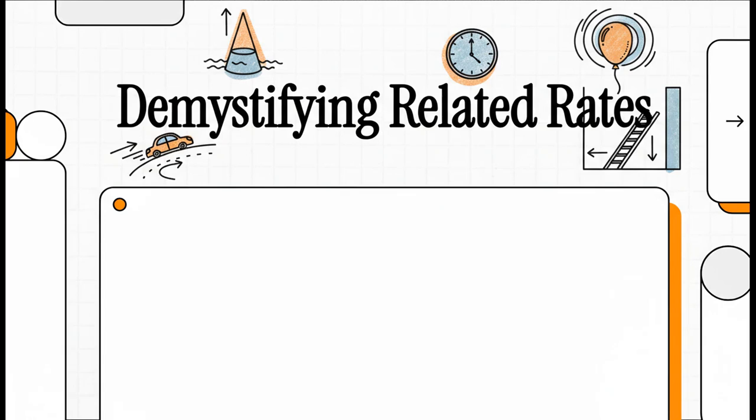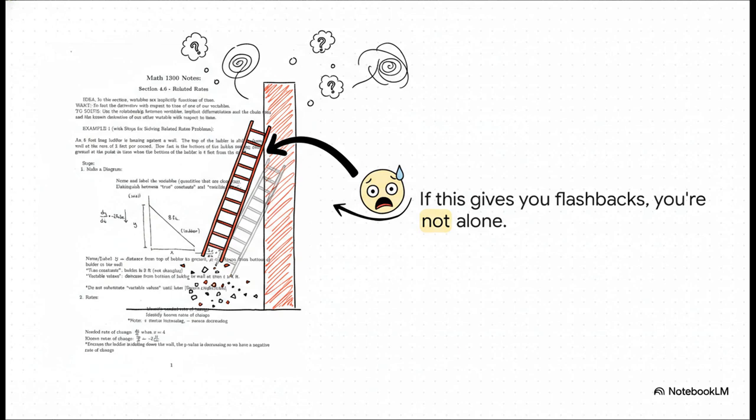All right, let's dive into something that probably sends a shiver down the spine of anyone who's taken calculus. We're talking about related rates. You know, that part of the class where suddenly everything is moving, and it's your job to figure out just how fast. Oh boy, there it is. The ladder. The one that's always, for some reason, sliding down a wall.